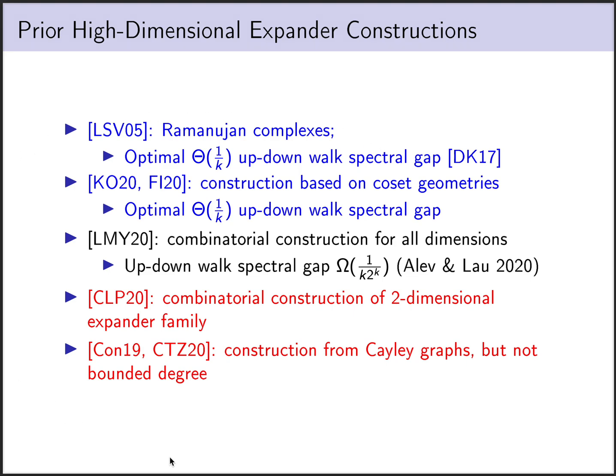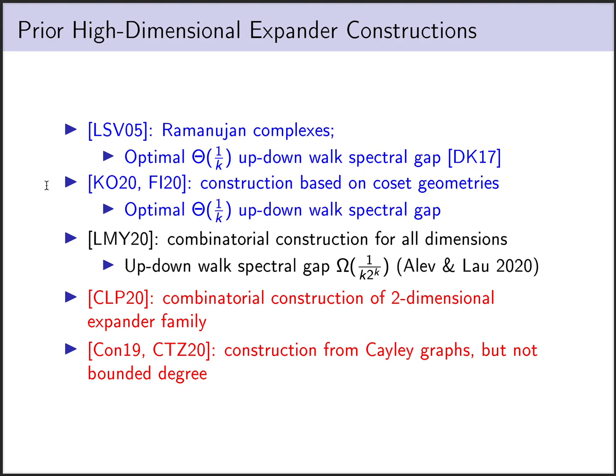Here I've outlined some prior work on high-dimensional expanders. So these first two constructions of high-dimensional expanders give an optimal spectral gap for the k-dimensional up-down walk in all dimensions k. The first is Ramanujan complexes, which were shown to have an optimal up-down walk spectral gap by Dikstein, Dinur, Filmus, and Harsha, and Kaufman in 2017. And then in 2020, Kaufman-Oppenheim gave a construction based on coset geometries that was also optimal.